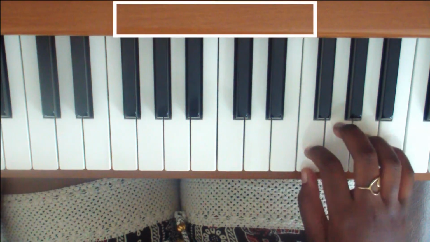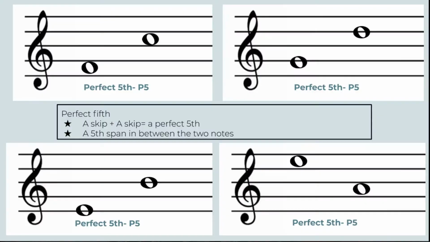Next, we're going to move on to the perfect fifth interval. A perfect fifth can also be identified as a skip plus a skip.